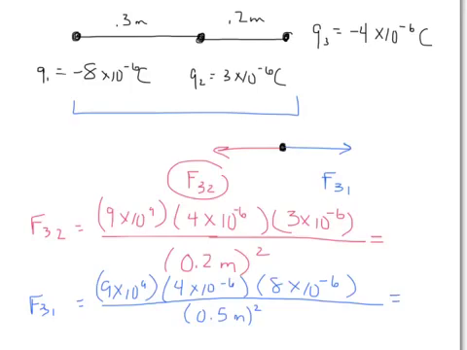What do I get for these numbers? Anybody get for the first? 2.7. Good. Units? What's the second one going to be? Okay, what do we get for the second one?